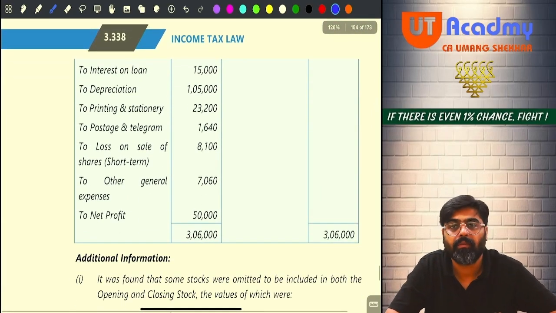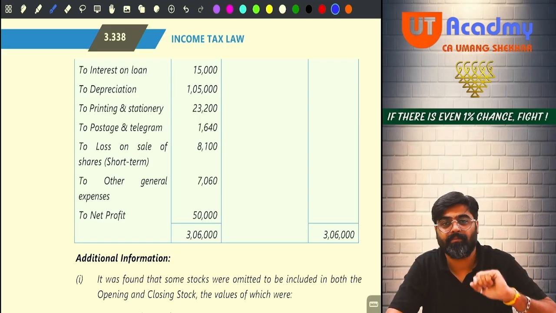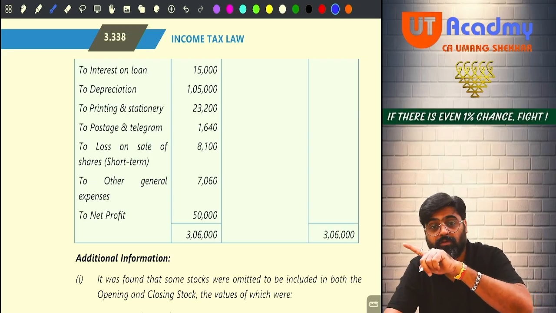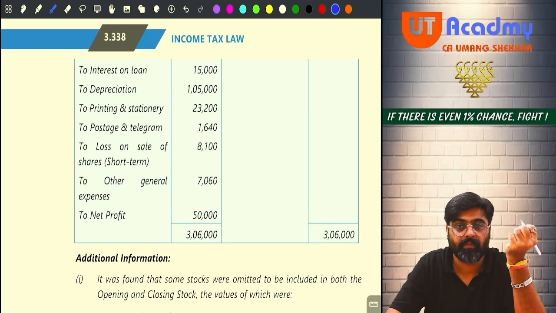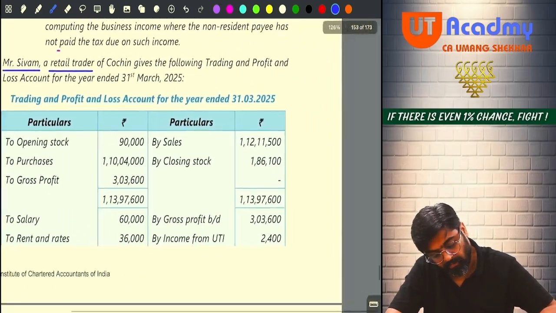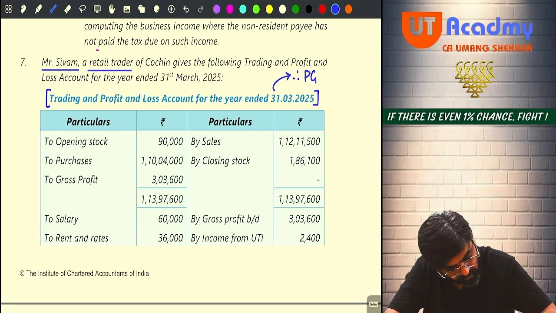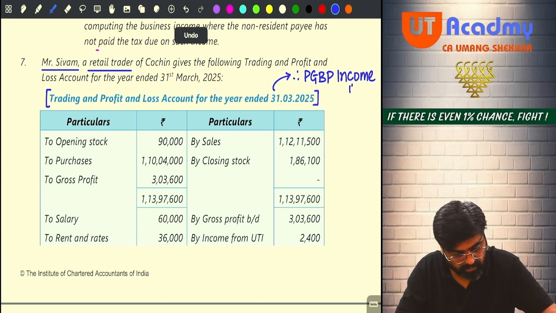In the P&L account, can you see the profit? Now, this is a clear indication that from this profit only you are supposed to calculate your PGBP income. So from the net profit as per books, as per P&L, whenever we calculate our PGBP income, that is not a direct method, that is an indirect method. So the examiner wants us to follow the indirect method in this question. Yes or no? So here only you write: since it is trading and P&L account, therefore PGBP income will be calculated by following the indirect method.